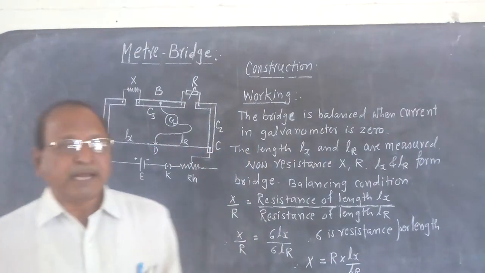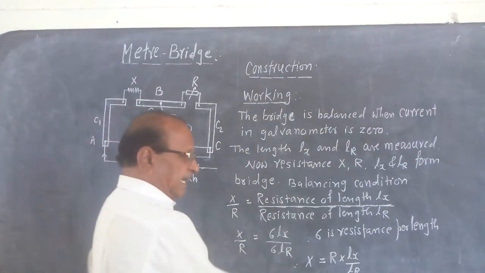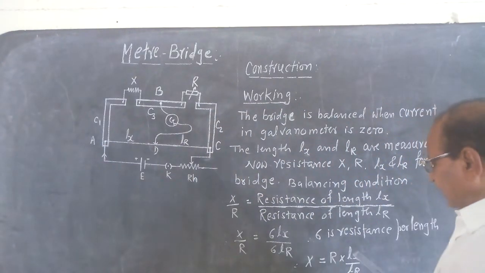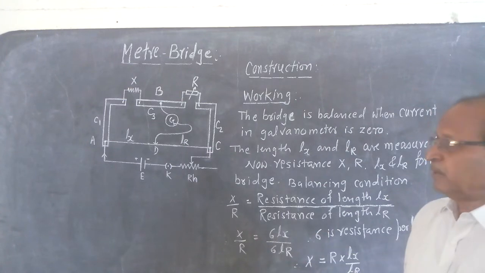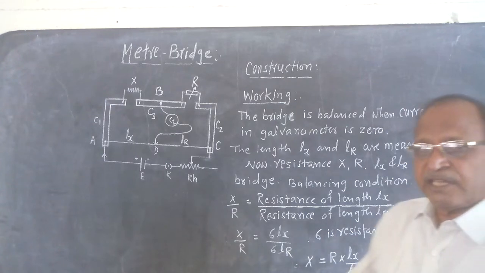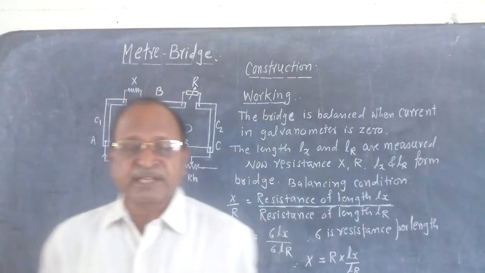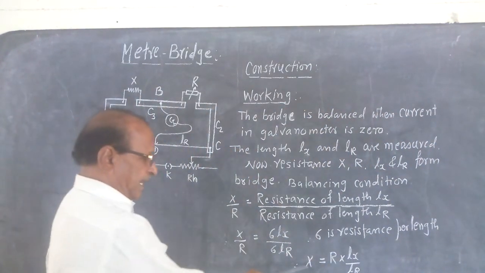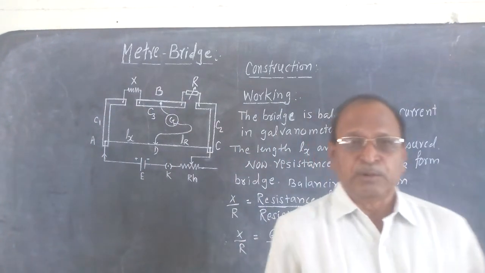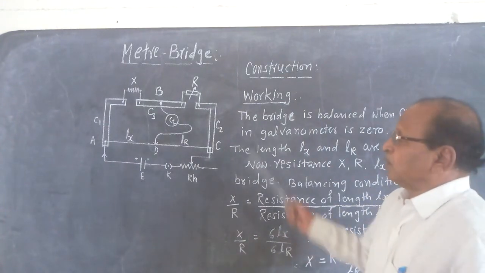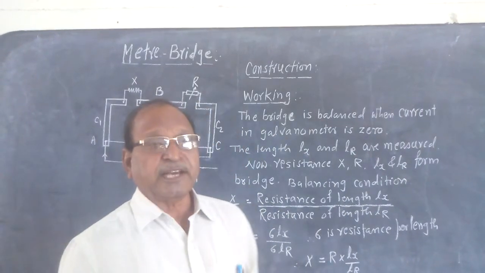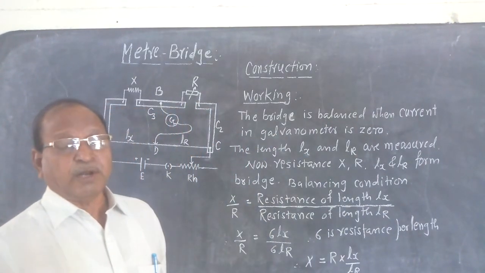Thus, by knowing the resistance R from the resistance box, the length Lx, which is measured on the meter scale, and LR, which is also measured on the meter scale, the unknown resistance X can be calculated. So this meter bridge is used for determination of unknown resistance.